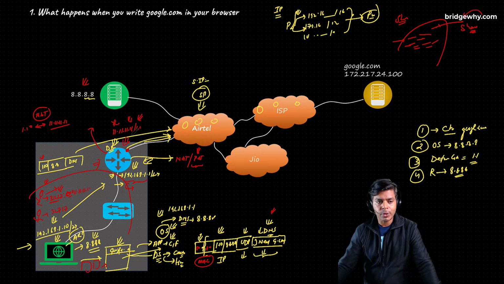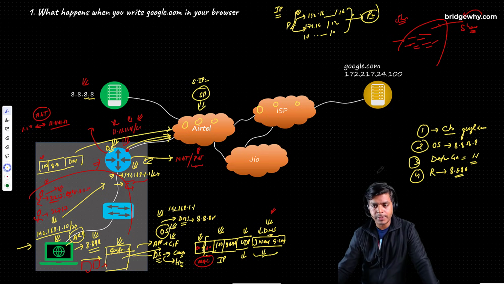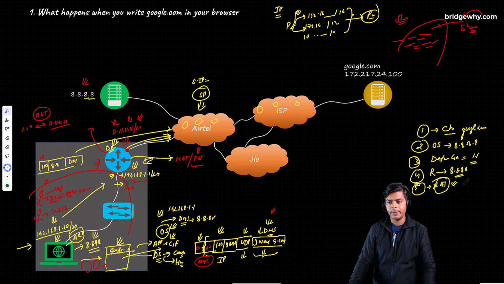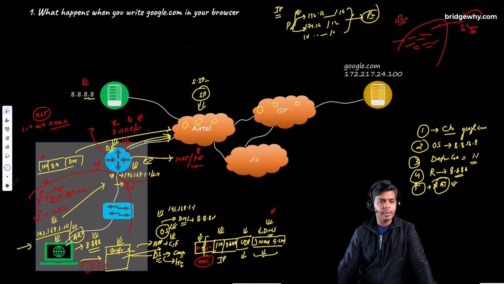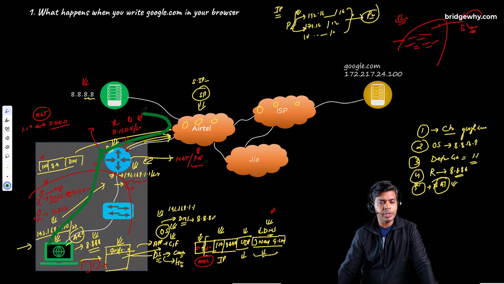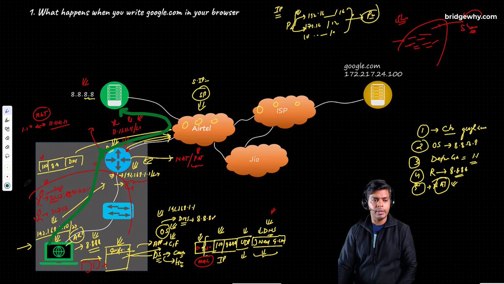So if I ask you, the fifth step is going to be at your router, which will be doing network address translation, as simple as that, or port address translation. I think we all are good till this point. So what is happening here? Your DNS packet will reach the router, the router will do NAT, and eventually the Airtel network will forward it towards 8.8.8.8.